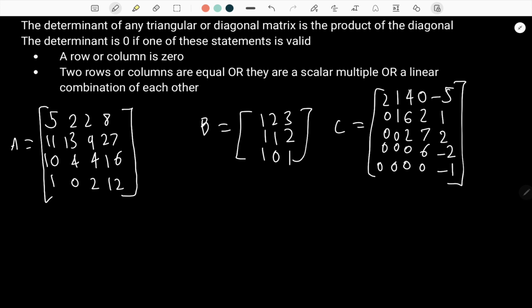So I want you to pause the video now and use these conditions or rules to find the determinant of these three matrices. So you can pause the video now, and I'll be solving these now.